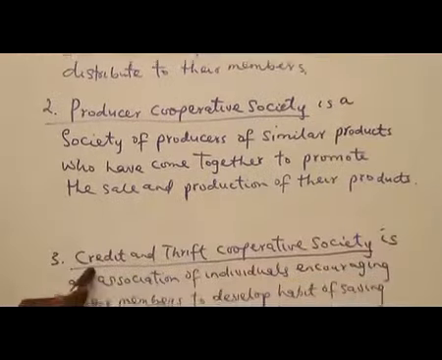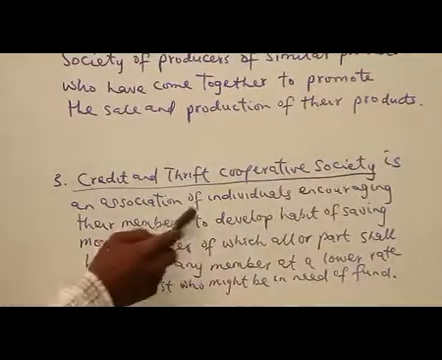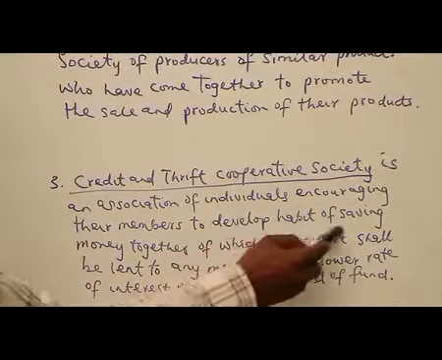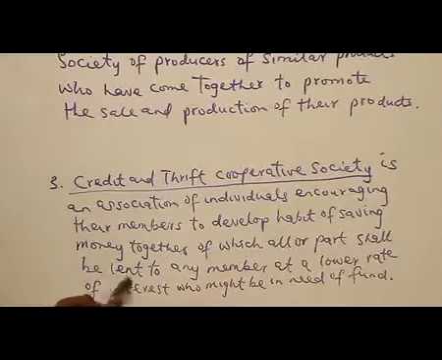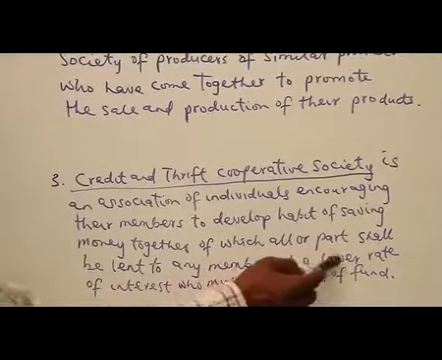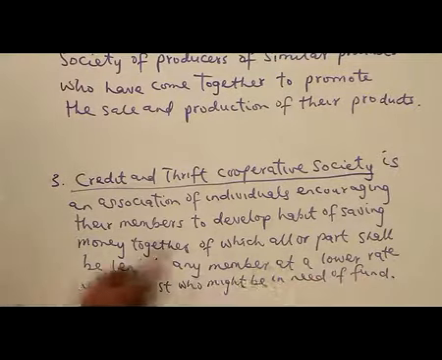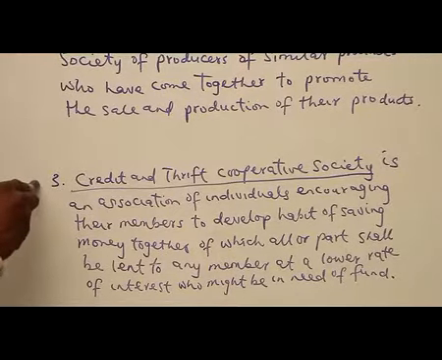Number 3, credit and thrift cooperative society is an association of individuals encouraging their members to develop habits of saving money together, of which all or part shall be lent to any member at a lower rate of interest who might be in need of funds. The essence of credit and thrift cooperative society is to bypass banks that fail to give people loan or fund in moving their activities forward.